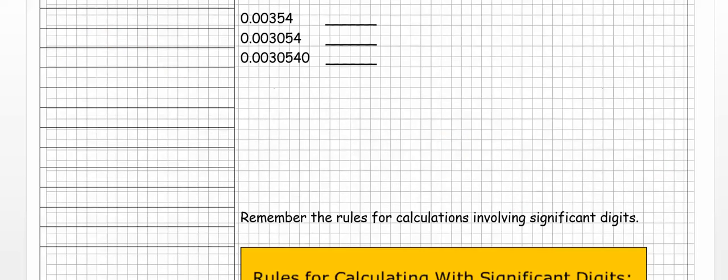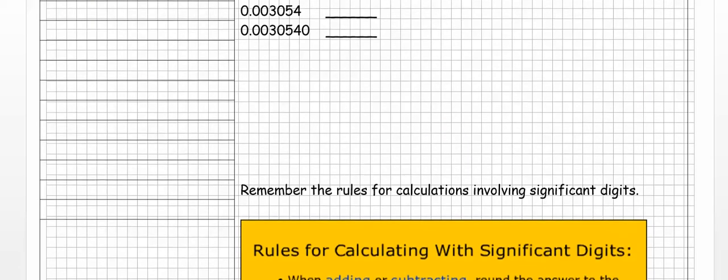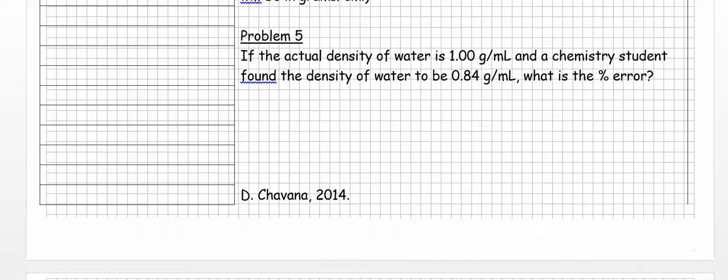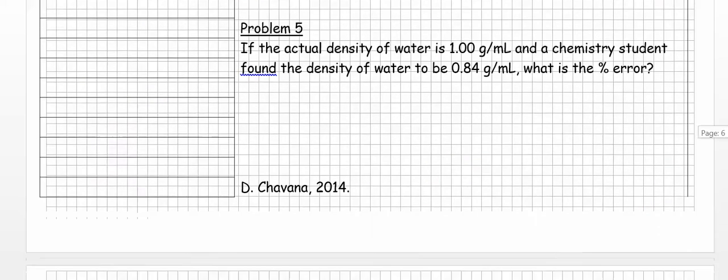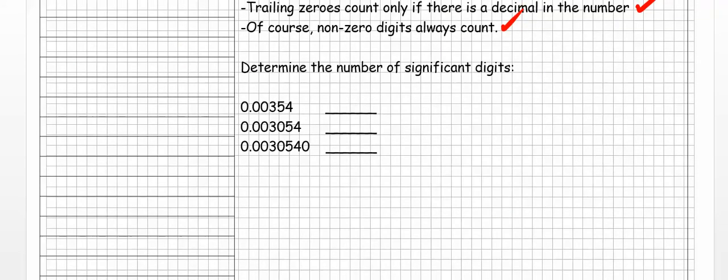All right, so let's see where that takes us. Let's do some practice. Determine the number of significant digits. Let's take this first one, 0.00354. All of the zeros here are leading zeros, right? And because they're all leading, we follow the rule that leading zeros are never significant. So there are a total of 3 significant digits, the 3, the 5, and the 4.